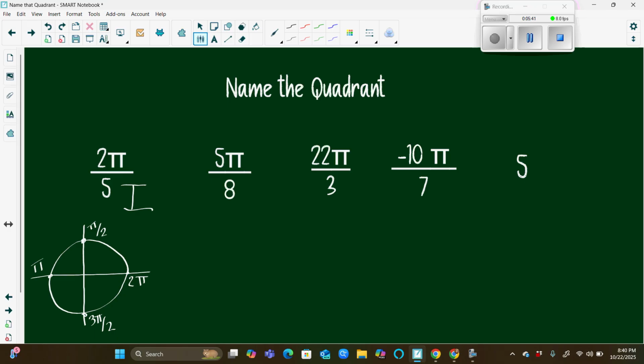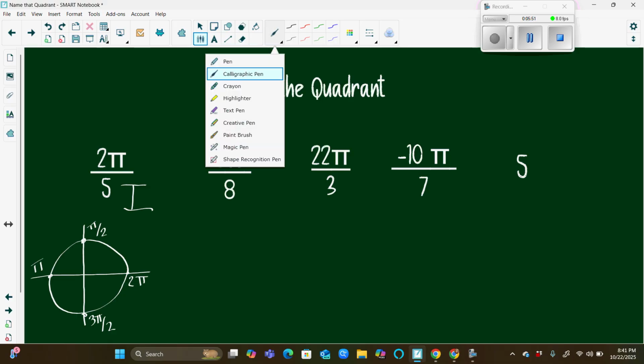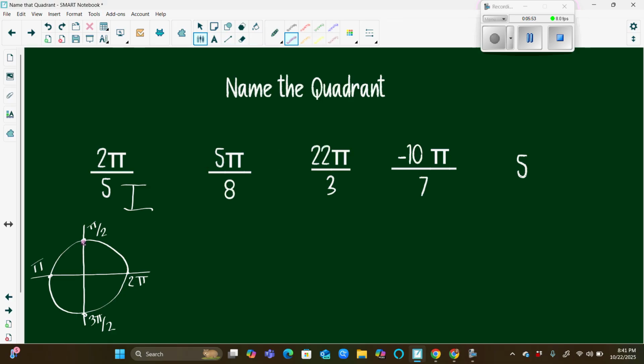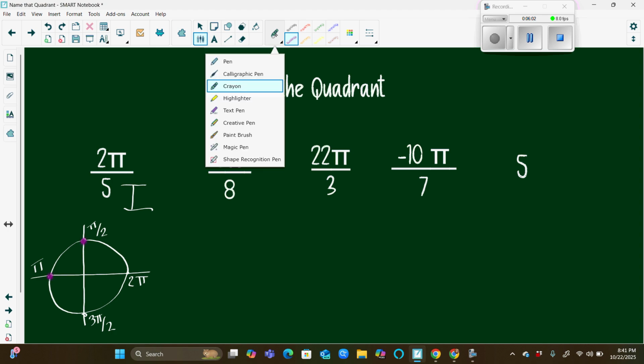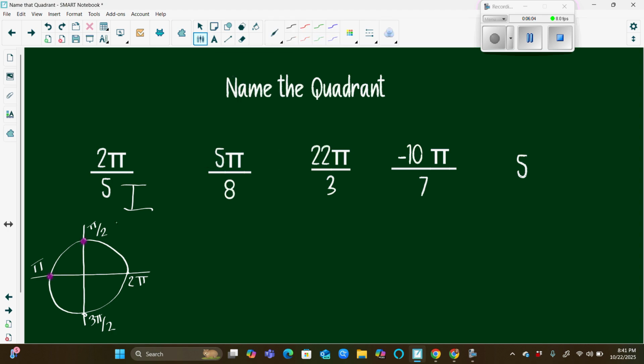How about 5 pi over 8? I use the same idea with that. Half of 8 is 4, and 5 is bigger than that. Now, if we come over here and look at our circle, pi over 2 is here, pi is here. Pi over 2 in terms of 8 would be 4 pi over 8. I'll write that down so we can see it.